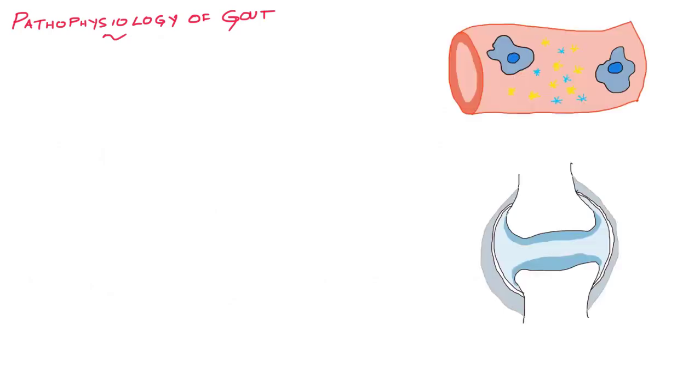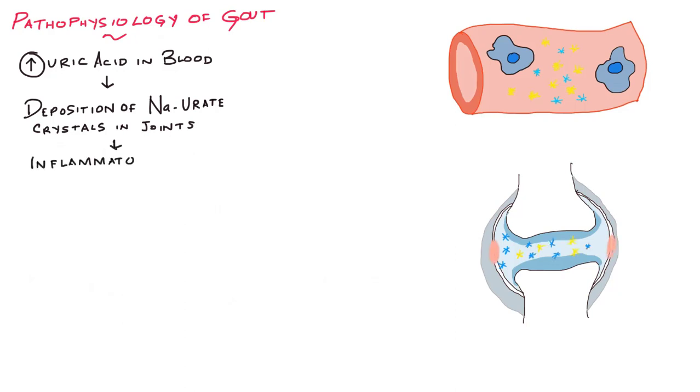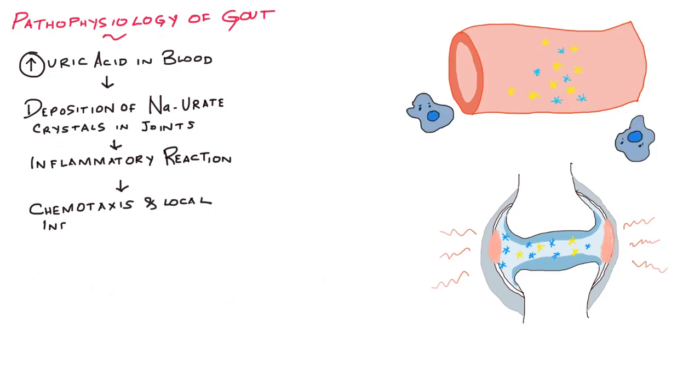Okay, so let's understand the pathophysiology of gout. We know there is an increased level of uric acid in blood, and that ultimately leads to an increased concentration of uric acid in the synovial fluid as well. Increased uric acid level in the synovial fluid leads to deposition of sodium urate crystals inside the joint space, which leads to an inflammatory reaction. Inflammation of the joint space at the synovium leads to elicitation of inflammatory mediators. One particularly important inflammatory mediator in this scenario is interleukin 1 beta. These inflammatory mediators lead to local recruitment and infiltration of WBCs.